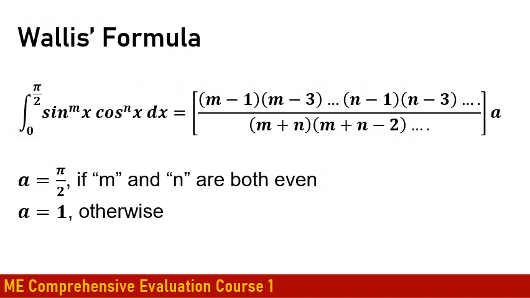The Wallis formula. So if you have the integral of sine m x cosine n x dx, integrating it from 0 to pi over 2, then we can actually have a shortcut solution in this form. All we have to do is multiply the power of m minus 1, and so on and so forth, and also n minus 1, and so on and so forth, over m plus n. Multiply it by a, where a is pi over 2 if both m and n are even, and 1 otherwise.